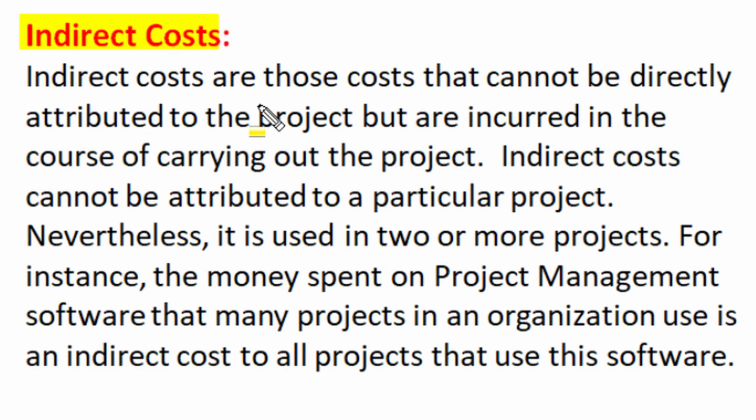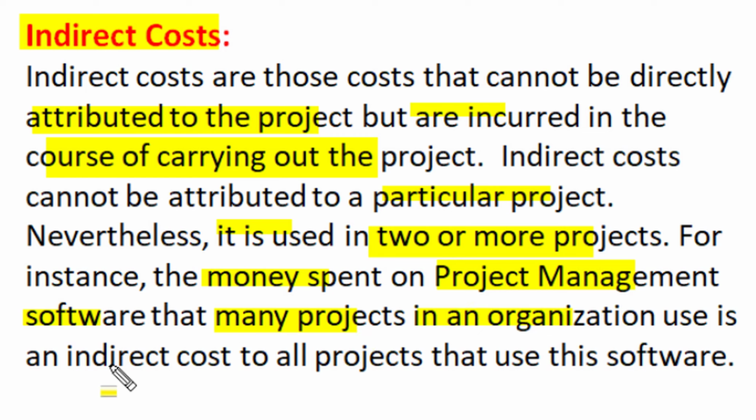Indirect costs are those costs that cannot be directly attributed to a project task but are incurred in the course of carrying out the project. Indirect cost cannot be attributed to a particular project, but many times such costs are used in two or more projects of the company. For instance, the money spent on project management software by a company that is used for many projects in an organization can be treated as an indirect cost to all the projects that use that software.